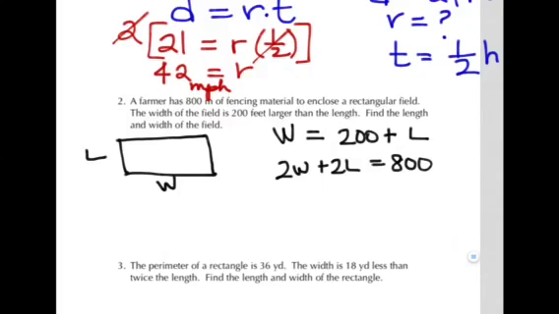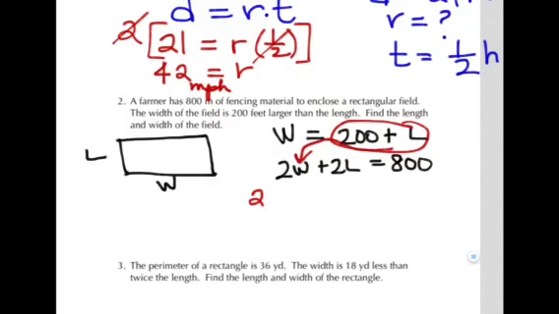Here's what we're going to do. I can't solve this equation right now the way things are, but that's where this comes in. I can replace W right here. This W can be replaced with what W is equivalent to, which is 200 plus L. So this is going to get plugged in right here.